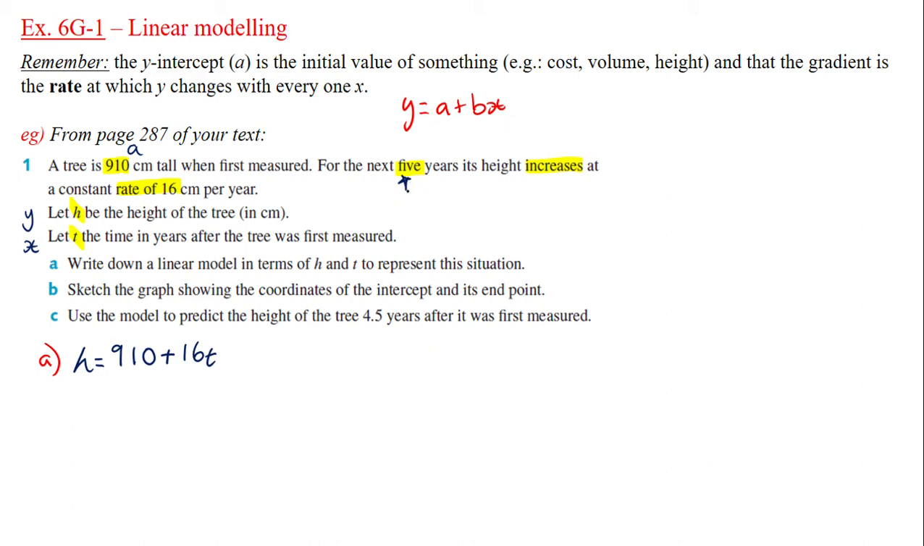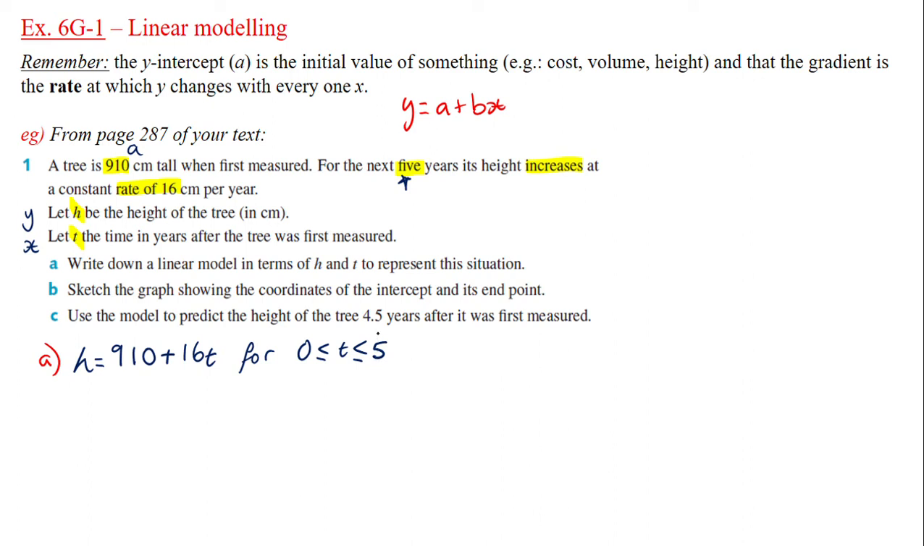The reason I start with this number 5 here is that this rule will only be for values of t between 0, so when it's initially measured, and up to 5 years. Maybe it grows slower after that point, maybe it grows faster, we don't know, okay? But the important information here is that for the next 5 years, t can only be between these two values.